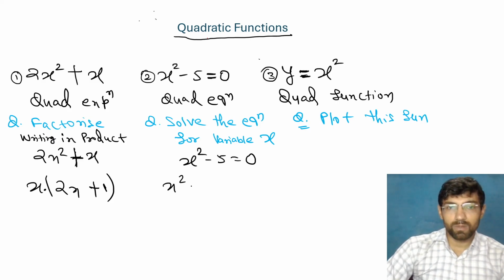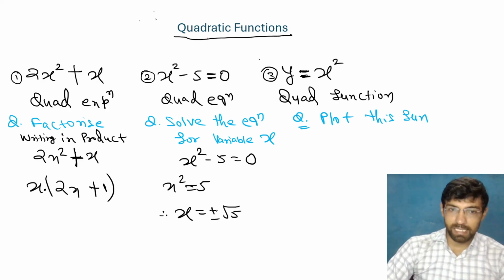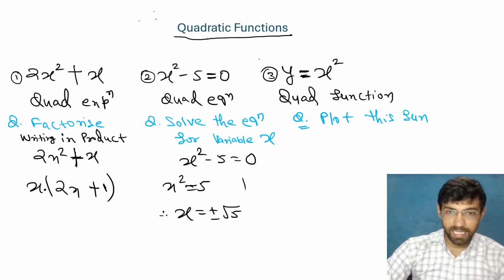Method 1 is x square equals to 5. What I did, I shifted this minus 5 to the right hand side, and now x square equals to 5. So therefore x equals to how much? x equals to plus minus root of 5. The general mistake here is that you forget this plus minus. Never forget this plus minus. Whenever you are shifting a square, the square gets shifted as plus minus root. Okay, so x is plus minus root 5. This was method 1.